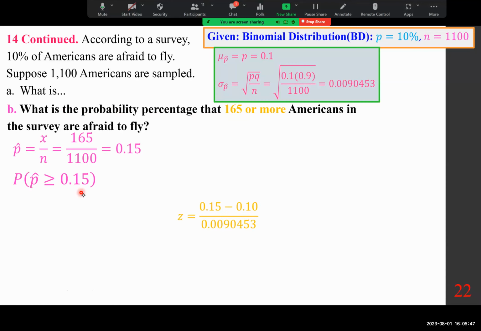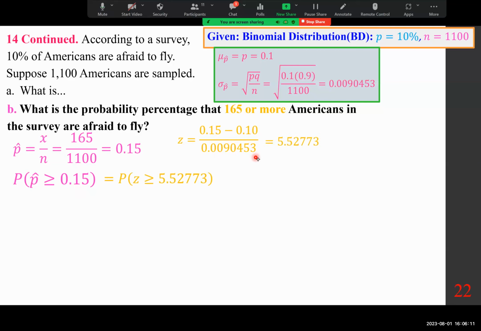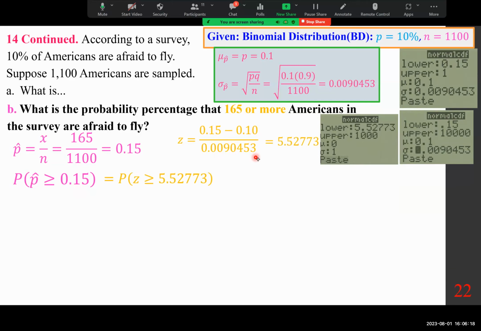If you go with the z-score, using the formula of p hat minus p over sigma of p hat, using the formula from the previous page, here's the z-score. And normally, if it's beyond 3, the answer is really 0. So from the table, it's almost 0. I want you to know that.